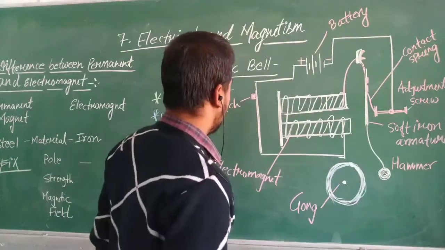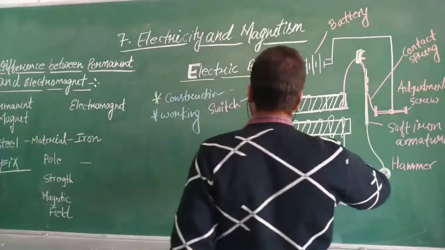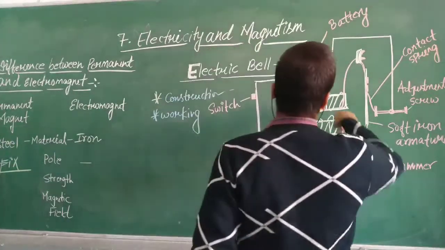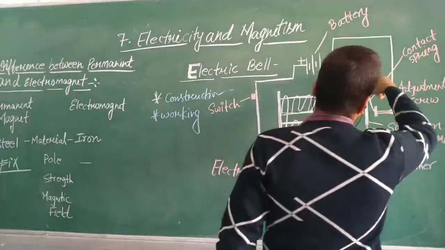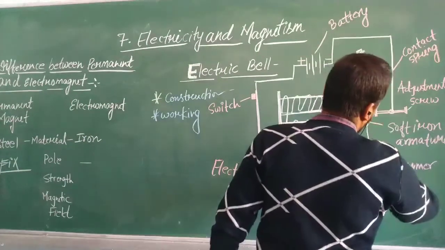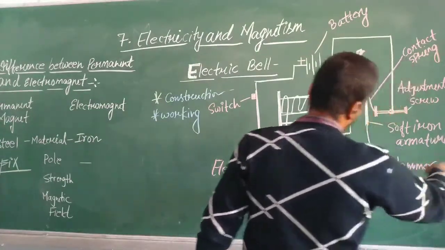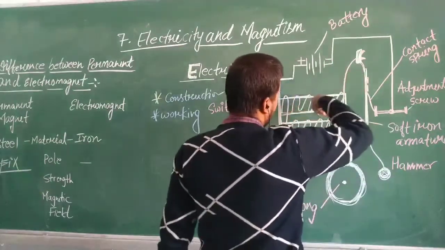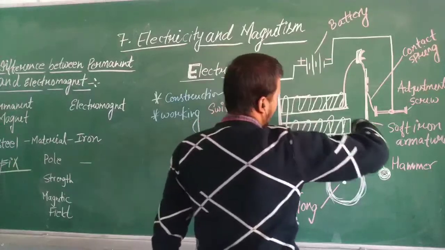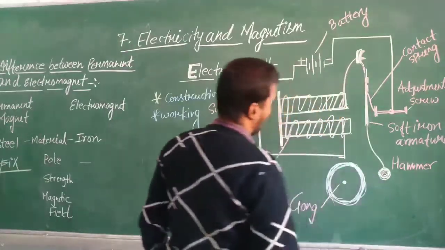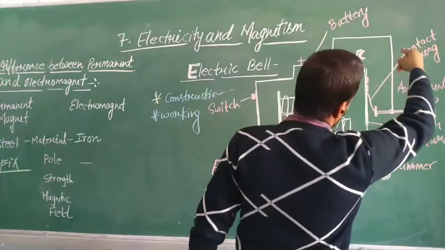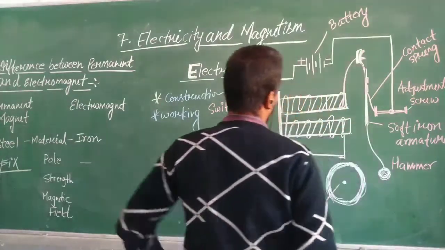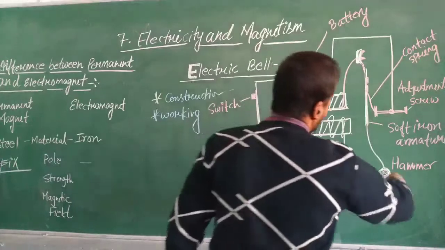So now you have seen the connection. Switch: one end of the battery is connected to the armature, the other end to the adjustment screw. This soft iron armature is connected with the hammer. When current flows, the circuit will complete and the hammer hits the gong. Afterwards, the adjustment screw goes up, it loses the contact, and it goes to its original position.